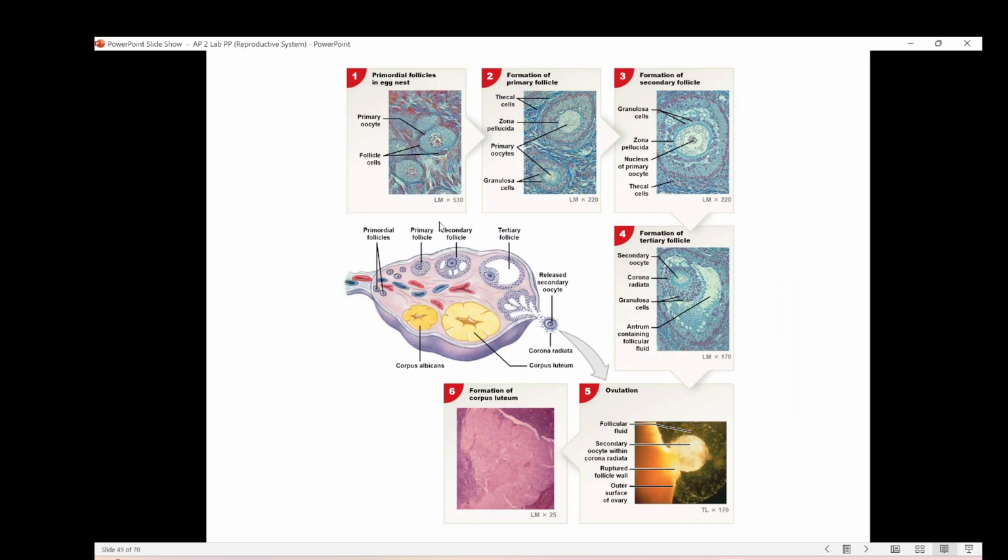So just to kind of show you here, this is giving you an idea. This is those primordial follicles here. And then we have the primary follicles here. You can see some of the follicular cells around there. Then the secondary follicle, we start to see a little bit of fluid in here. Right? And then the tertiary follicle, a nice big antrum over here. Right? Here's the oocyte, right? Some of the cells around there.